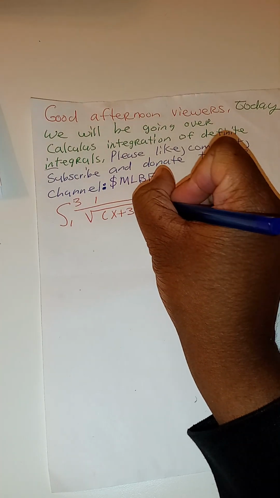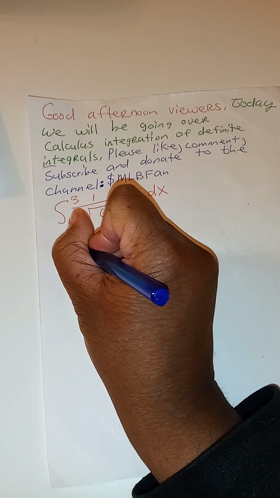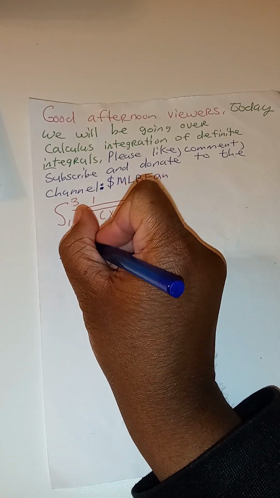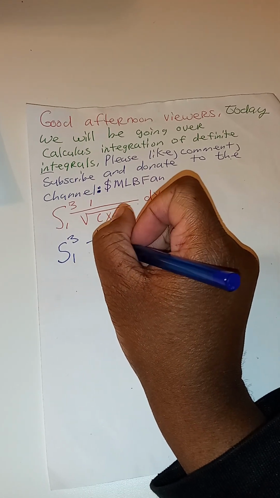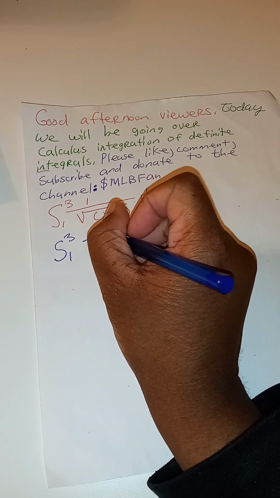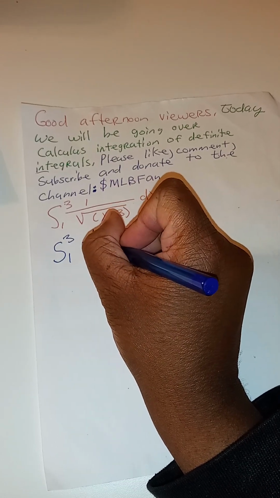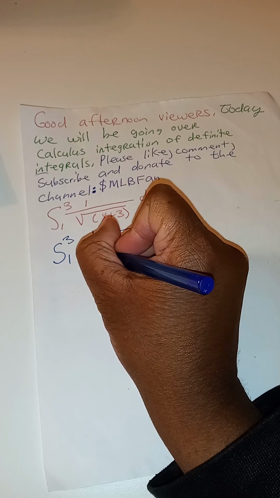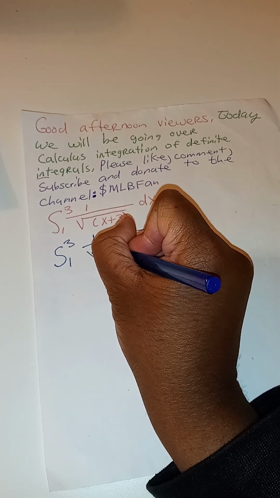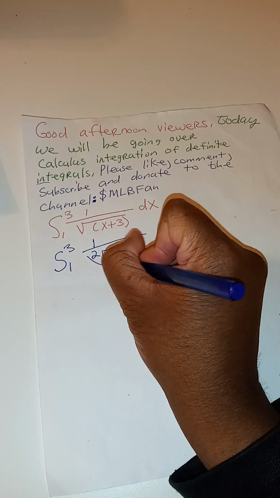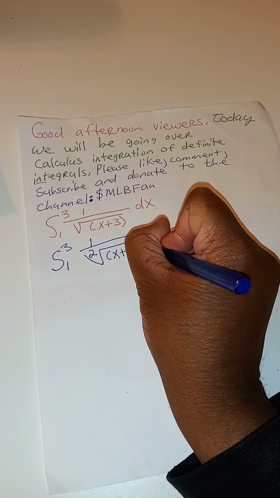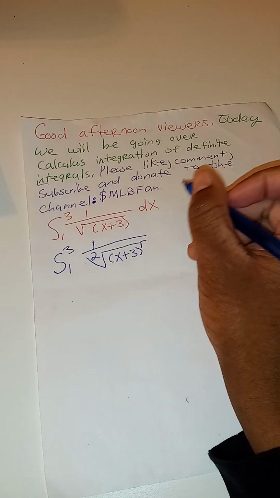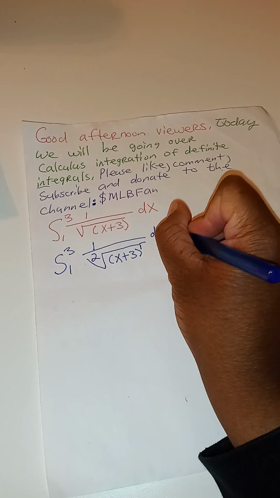So we can rewrite it in the form of the integral from 1 to 3 of 1 divided by, and the square root has a root index of 2. And then x plus 3 gets raised to the first power, and we put dx at the end because we're integrating over x.